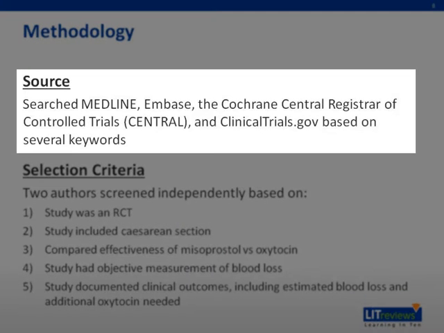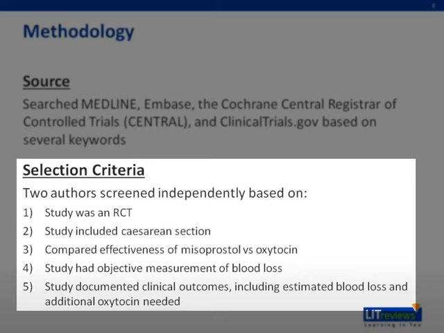Two authors independently searched multiple databases listed here and screened out papers based on the selection criteria. These selection criteria included whether or not the study was a randomized control trial, whether it included cesarean sections, whether it compared efficacy of misoprostol versus oxytocin, whether it had an objective measure of blood loss, and whether the study documented clinical outcomes, such as estimated blood loss and additional oxytocin need.